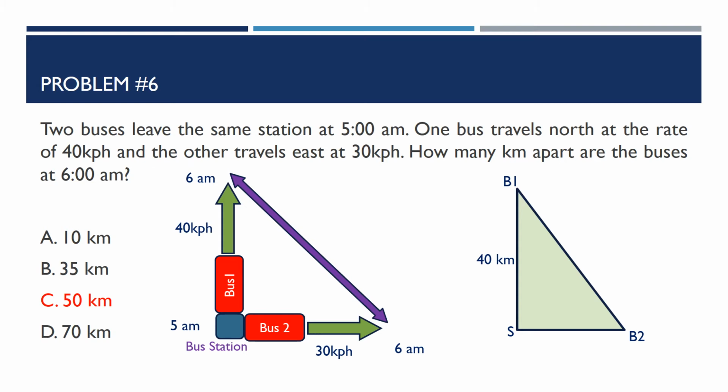And then for bus 2, since it's 5 a.m. to 6 a.m., again it's exactly 1 hour. Since it travels at 30 kilometers per hour, it traveled 30 kilometers. And then this part will be the missing one, the distance between bus 1 and bus 2. Since it's a right triangle, we're going to use the Pythagorean theorem. So let's use it to solve this problem.